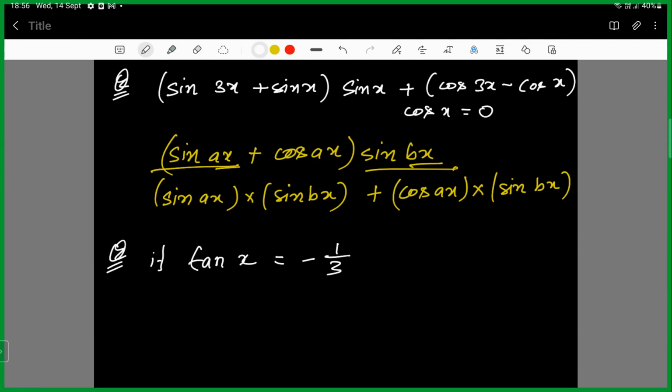Will you be able to solve this problem by yourself? See, I have already made it. Just multiply this with this, this with this, this with this, this with this, and see what you are getting. Or you have one more option: write sin A plus sin B, cos A minus cos B.